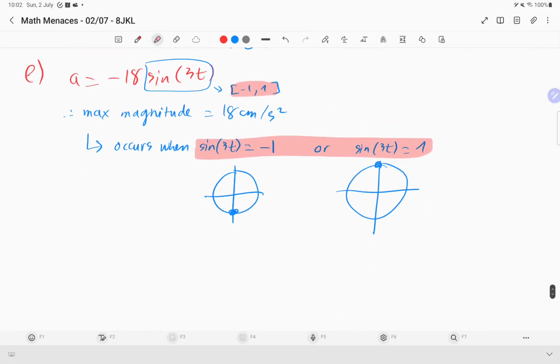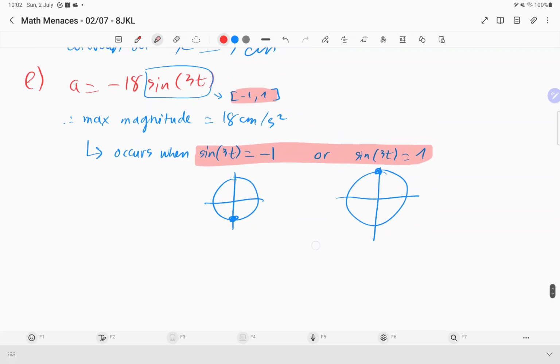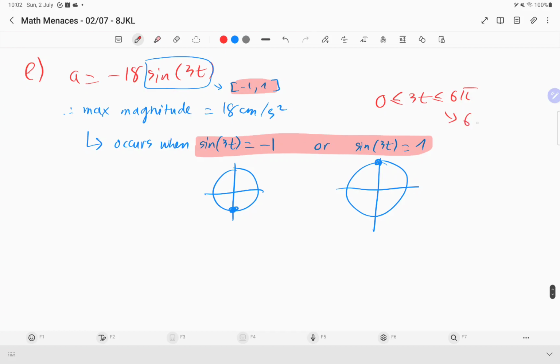So what would that angle be? What angles give that? Pi on 2 and 3 pi on 2. Correct. So now there will again be 6 answers, right? Because the domain is 0 less than or equal to 3t less than or equal to 6 pi. So there will be 6 answers. This is a normal 6-answers one.